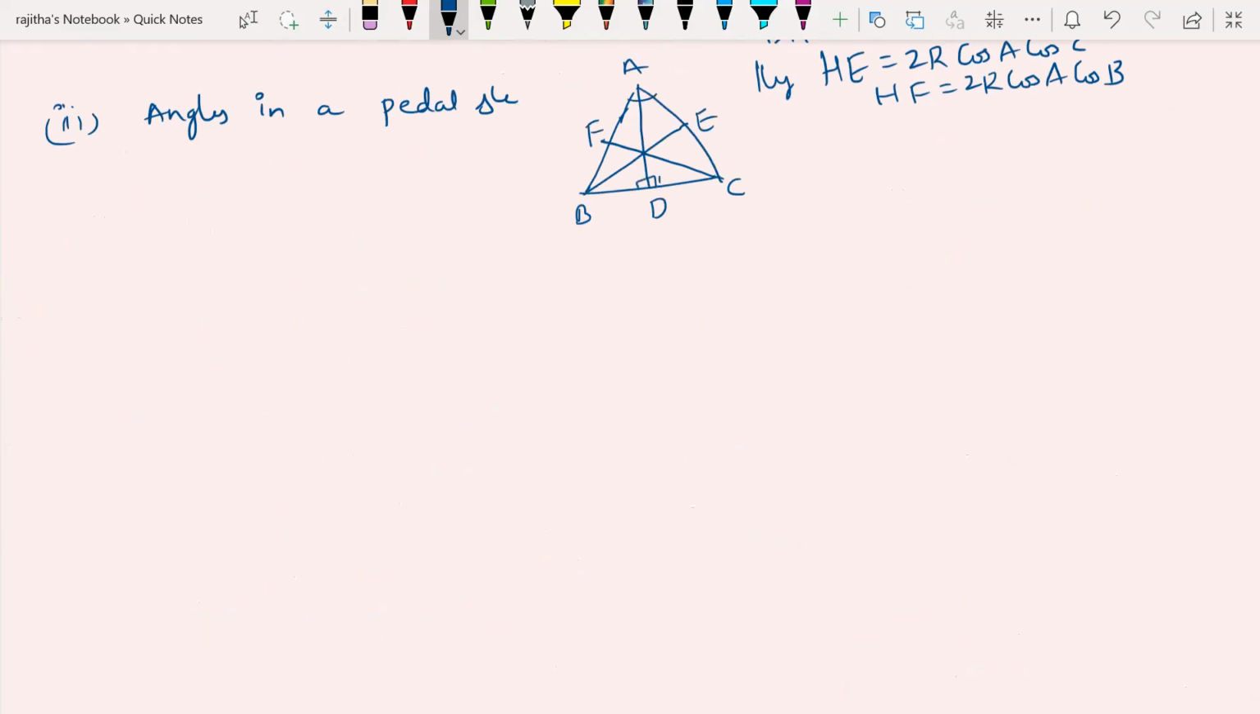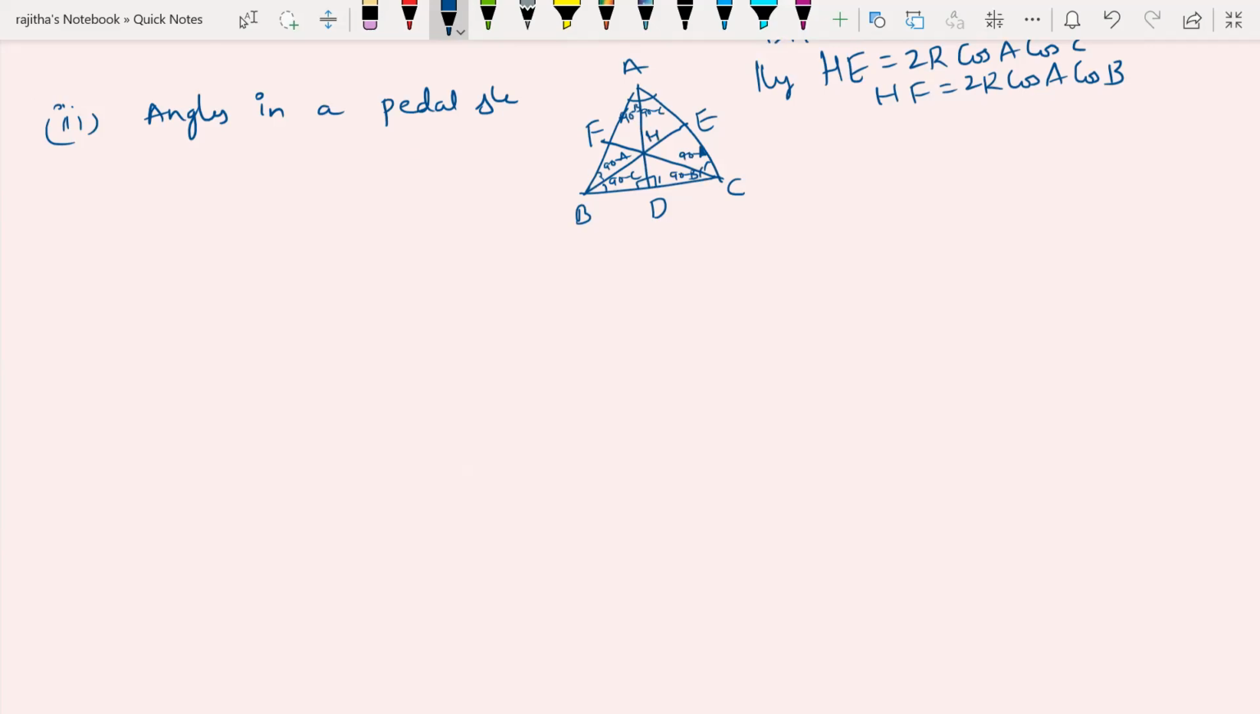Here I'm taking 90 minus A, 90 minus C, 90 minus A, 90 minus B, 90 minus B, 90 minus C. Very clearly, see, here is the orthocenter.